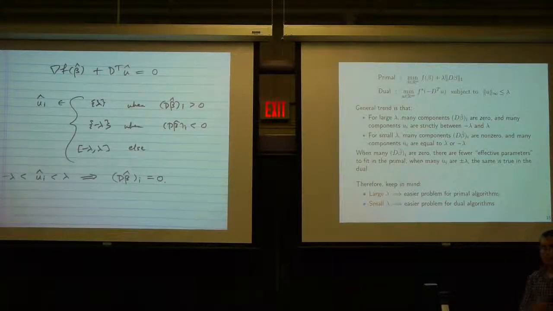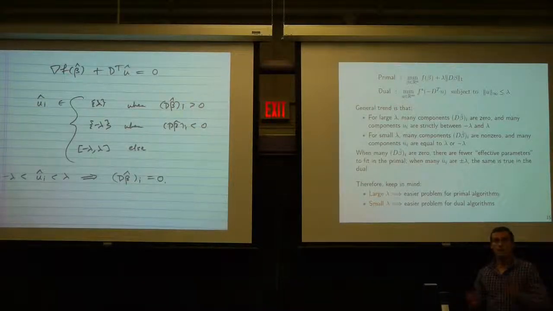So in other words, large lambda is an easier problem for primal algorithms because they are looking for solutions at which d beta is equal to 0 in many components. So there's effectively less parameters they have to estimate, right? Because if many of them are nailed down at 0, then they really only have to find those and then estimate the other ones. But small lambda are generically easier problems for dual algorithms because in that case, many components of the dual solution are at minus lambda and lambda exactly. Okay, so that's a general trend that we also should be aware of.